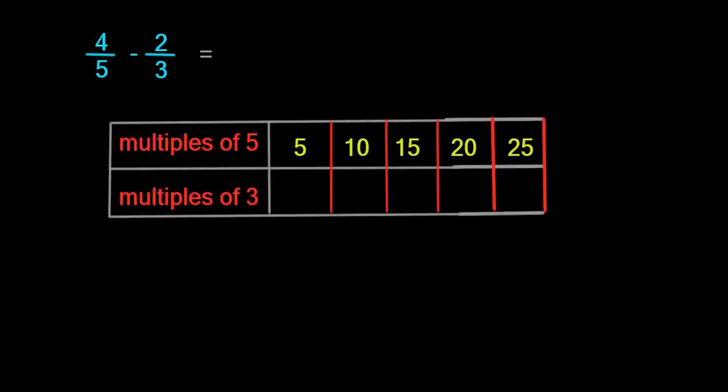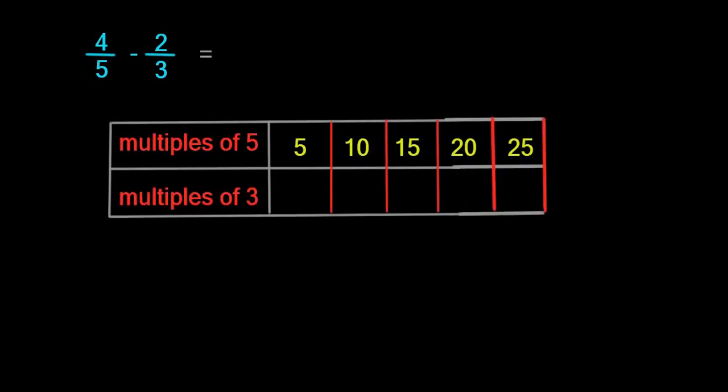Let's look at an example for subtraction: 4 by 5 minus 2 by 3. They have different denominators, so it's an unlike fraction. So let us list out a few multiples of 5 and 3 and find out the common multiples of both the numbers.